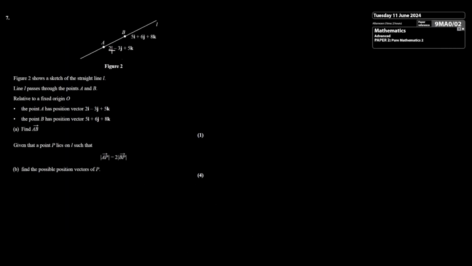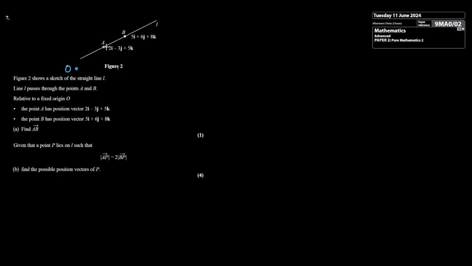Question 7, we've got two position vectors, A and B, given their component values here, and they're both in reference to a fixed origin O. First of all, we've got to find the vector AB. So we need to travel along AB.